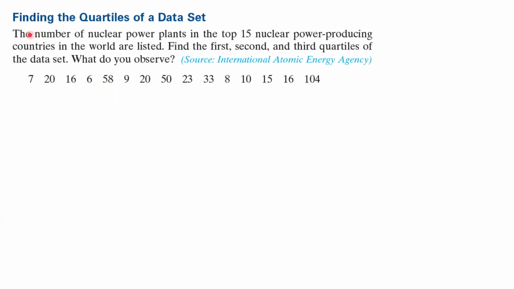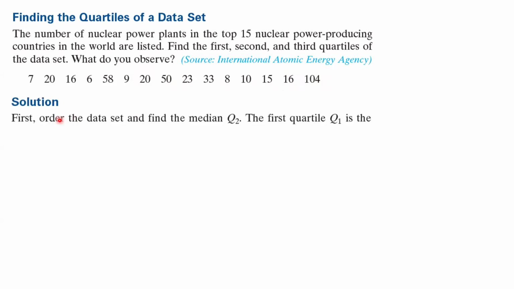In this example, the number of nuclear power plants in the top 15 nuclear power producing countries in the world are listed below. The question says, find the first, second, and third quartiles of the data set. What is your observation? As you can see, the data is not ordered. You have 7, then you have 20, 16, 6, 58, 9, 20, 50, 23, and it goes to 104.